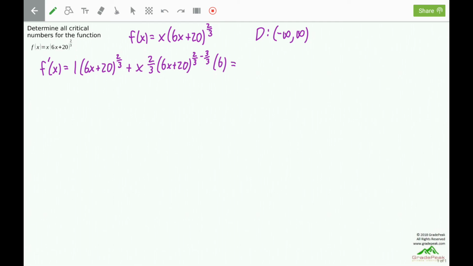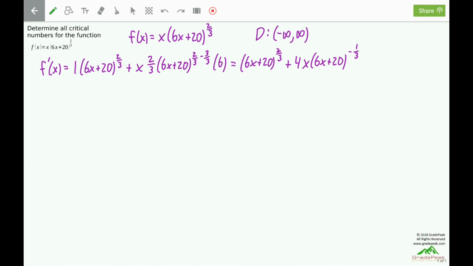The first term is 1 times a quantity to the 2/3, which will just give us that quantity to the 2/3. 1 times anything is itself. Plus, and then the second we have the constants of 2/3 and 6. They can be brought together. 2/3 times 6, 2 times 6 is 12 over 3. 12 over 3 is a 4, so that's a 4 with the x. And then we have a (6x plus 20) to the 2 minus 3, negative 1/3 power.